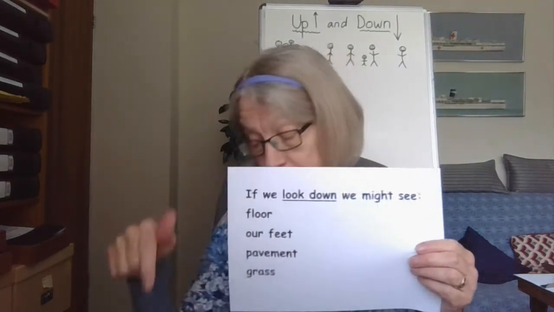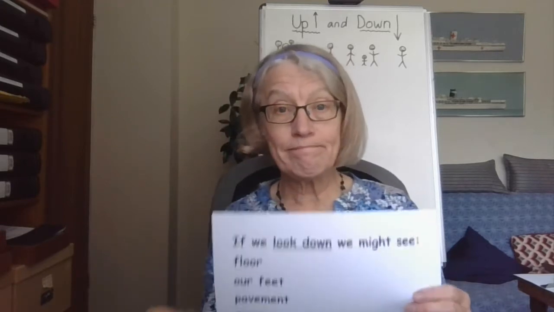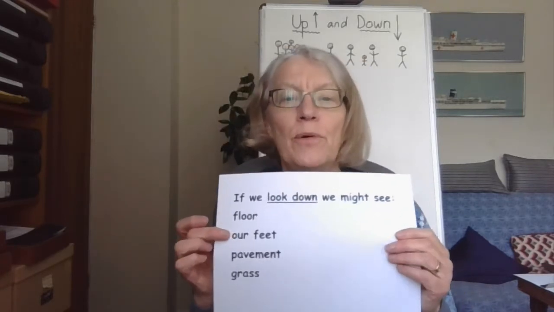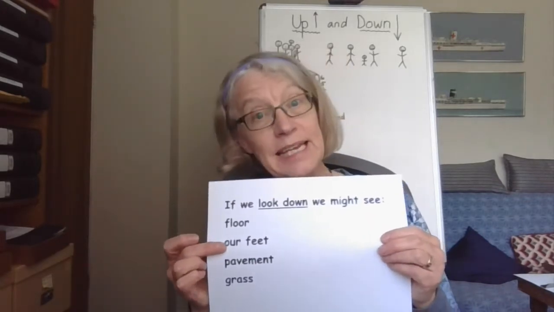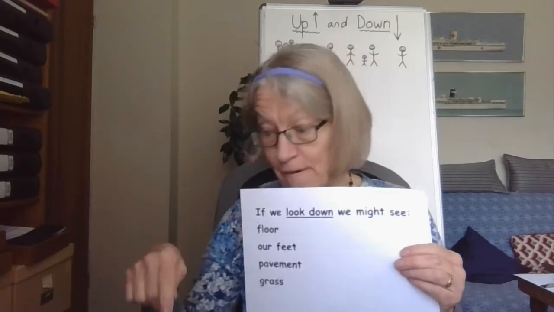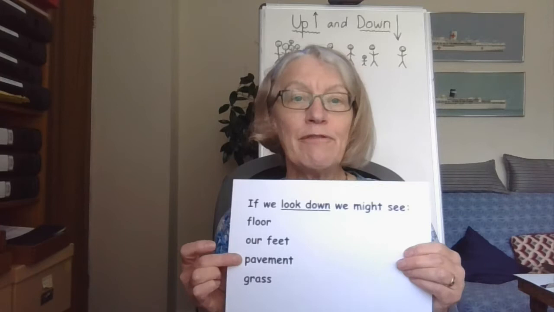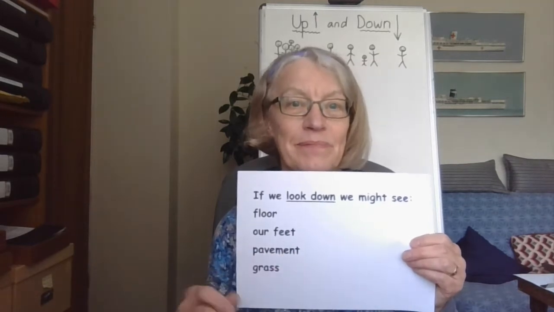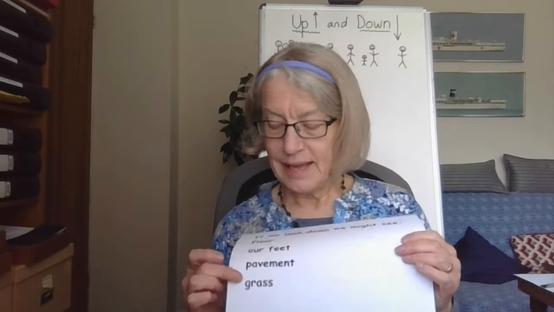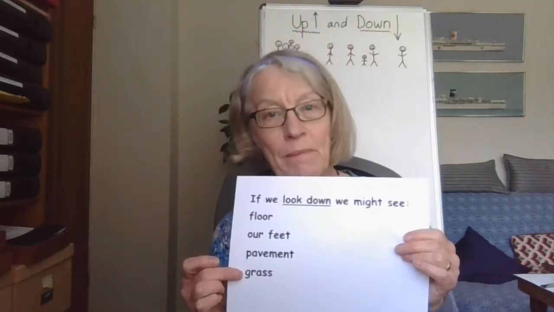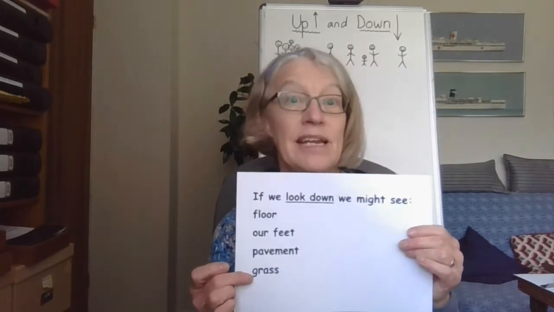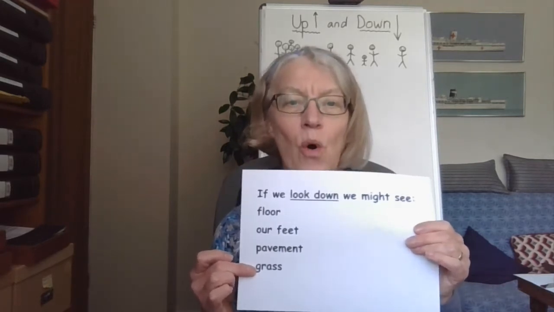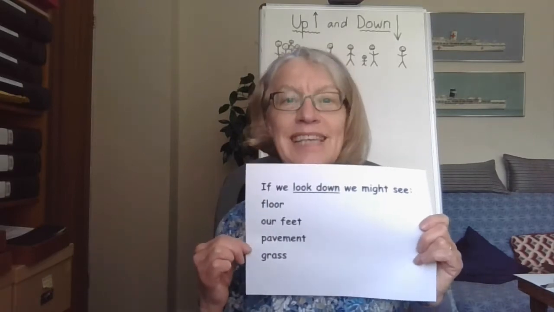And if we look down, we might see the floor. You know what the floor is. There might be carpet, or there might be tiles, or there might be wood on the floor. Or we might see our feet. I'm not going to show you my feet, but we might see our feet if we look down. If we're outside by a road and we look down, we might see the pavement, slabs that we walk on. And if we're in the park or in a garden, we might look down and see grass, the green grass, though the grass is a bit brown at the moment because it's been very dry. So those are all things that we might see if we look down.